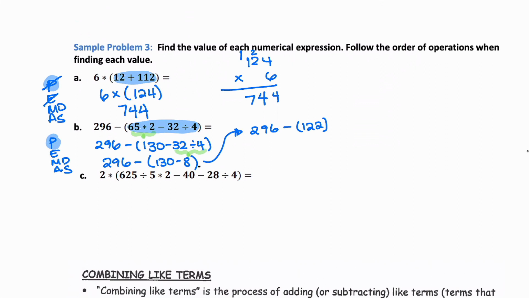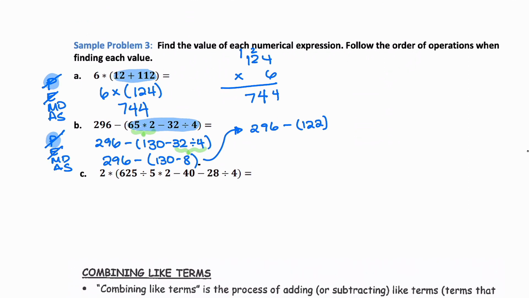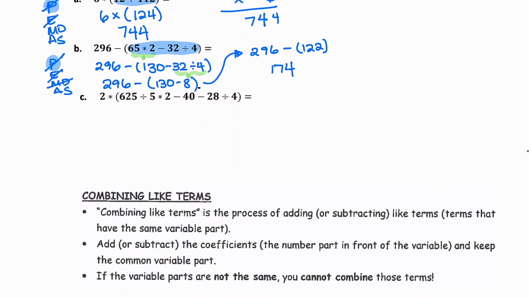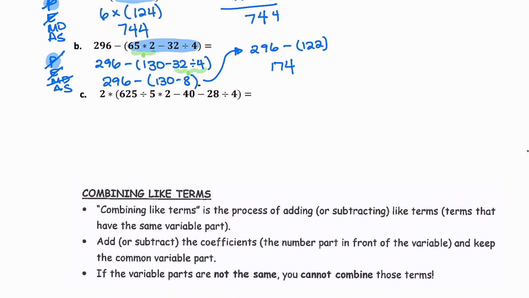Is there parentheses? Yes. Is there anything to do inside the parentheses? Finally, our answer is no, which means we're done with parentheses. There are no exponents. There's no multiplication or division. In fact, all we are being asked to do is to subtract 296 minus 122. And when I subtract those numbers, I get 174. So a little bit tougher when there's parentheses involved. Just know inside the parentheses, you're still following order of operations, okay?